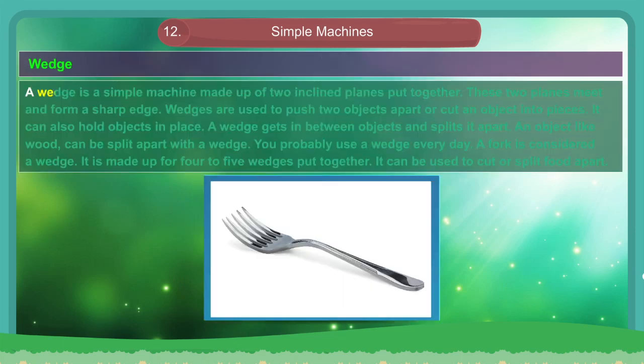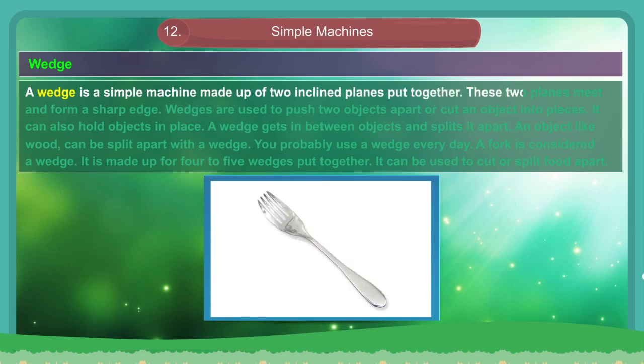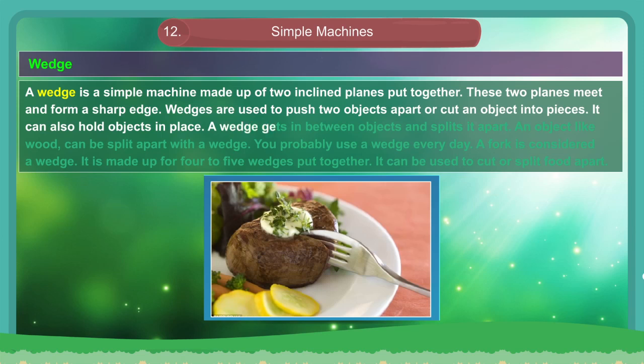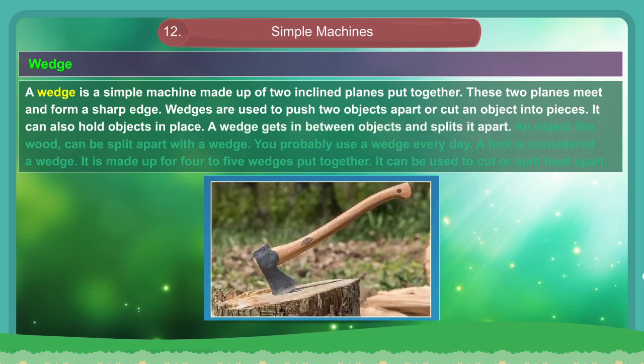Wedges. A wedge is a simple machine made up of two inclined planes put together. These two planes meet and form a sharp edge. Wedges are used to push two objects apart or cut an object into pieces. It can also hold objects in place. A wedge gets in between objects and splits it apart. An object like wood can be split apart with a wedge.